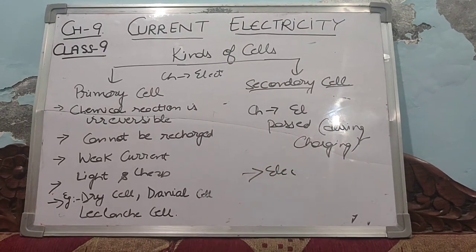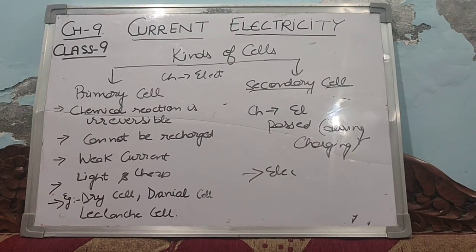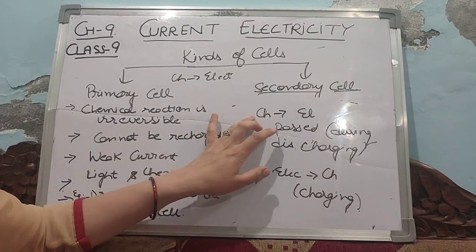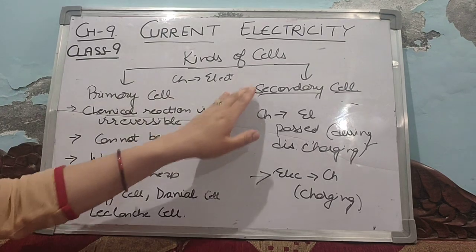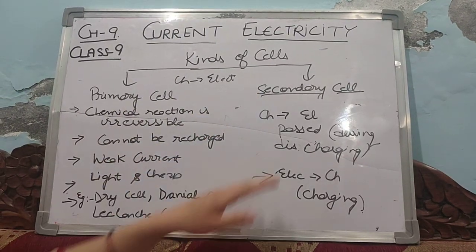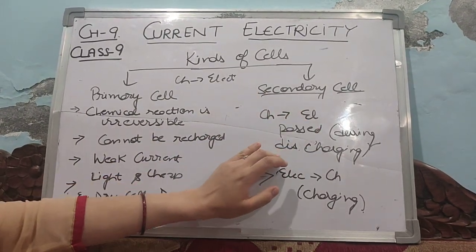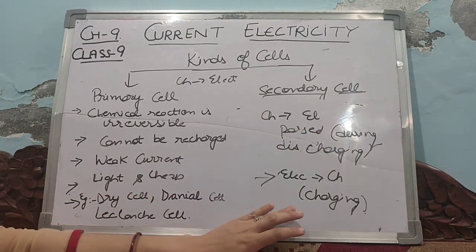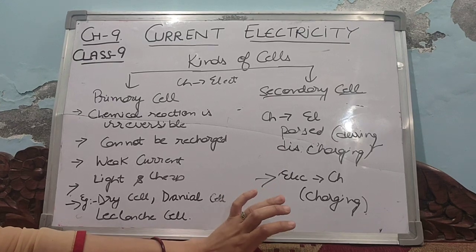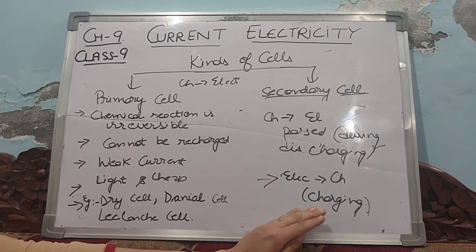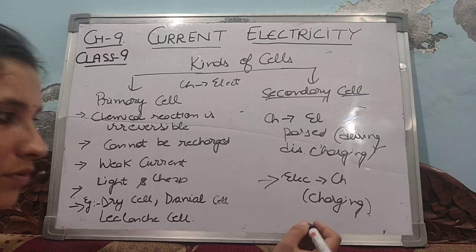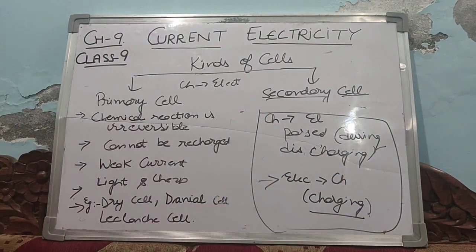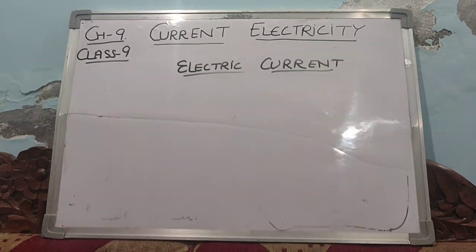Electrical energy. Dear students, again I'm repeating, in these secondary cells chemical energy converts into electrical energy when current is drawn from the cell, that is during discharging. While electrical energy converts into chemical energy when current is passed in it, that is during charging. So these cells are reversible kinds of cells.